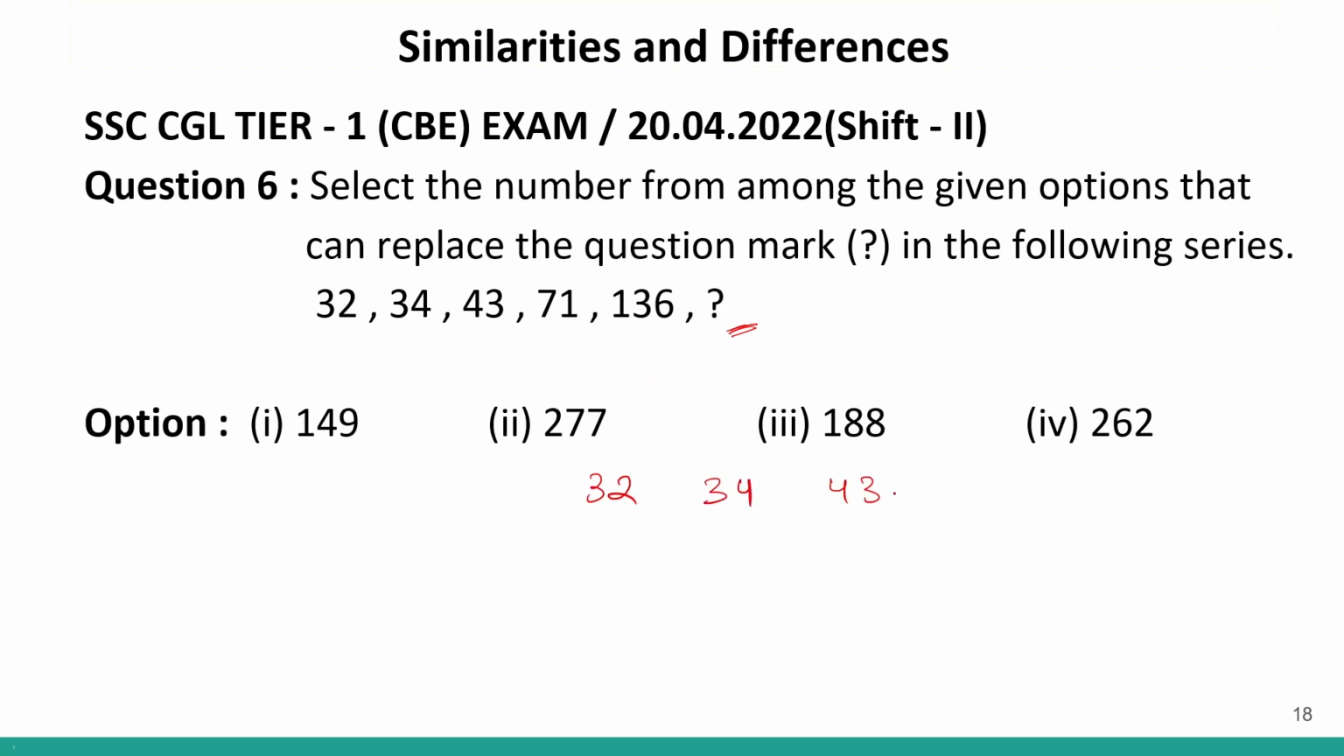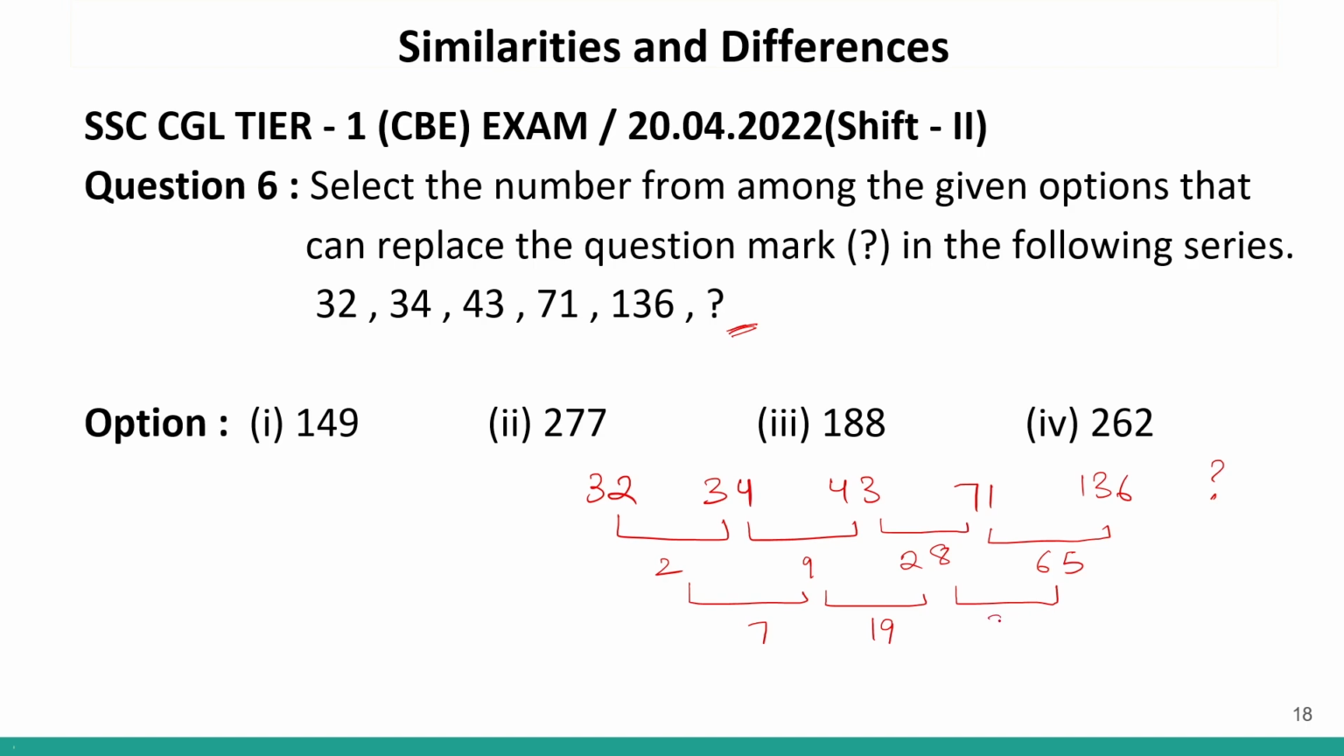So this is 32, 34, 43, 71 and 136, and then we have to find the missing term. So this I told you is 2. This was 9. This was 28. This was 65. Now this is 7. This is 19. And this is 37. Correct? Now, this is 12 and this is 18. So now I found out that the difference between 12 and 18 is 6. So the next term, we have to find out. After 18, the next term will be 24 because this difference is 6. So if I add 24 to 37, I'll get 61. Correct?